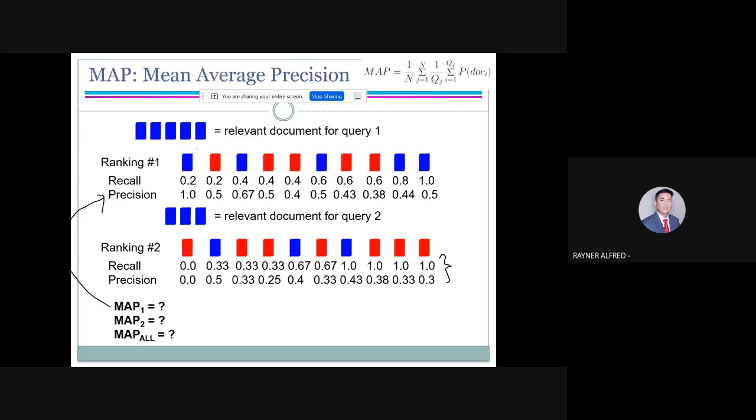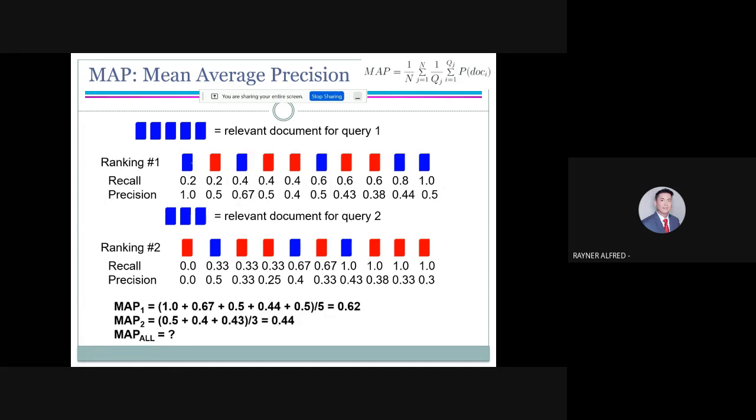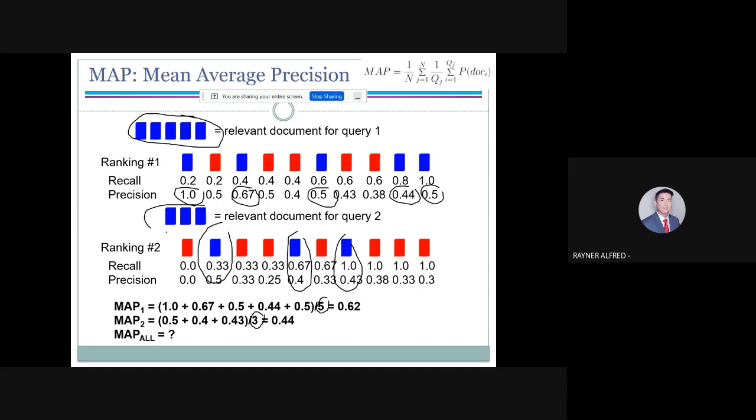So what we need to do is we only take this. You don't need to take the others. We take the precision for this and this and this and this, and we divide by 5. Why 5? Because we only have 5 relevant documents. The same thing goes here. We only take the positions here, here, and here. So we have 0.4, 0.5, 0.43, divided by 3 because we have 3 relevant documents here. Not because we have 3 here, but because sometimes we have less than 3 or less than 5 here.